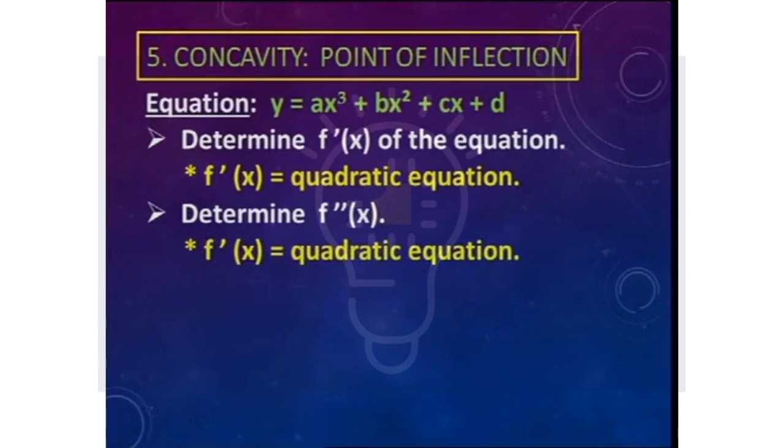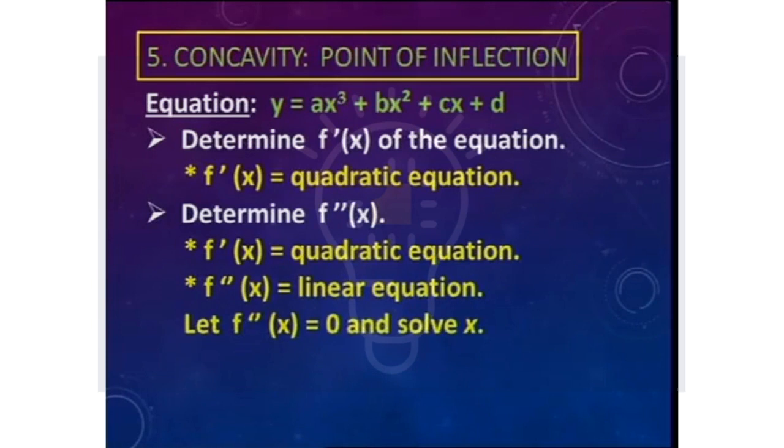So that is the first derivative, right? F dash x. That is the first derivative. You will get a quadratic equation. And if you find the second derivative, you will have a linear equation. What that means is you should be able to get one x value.